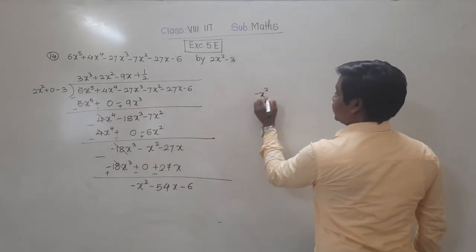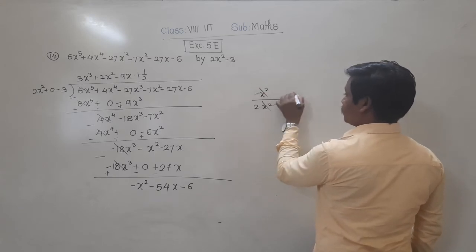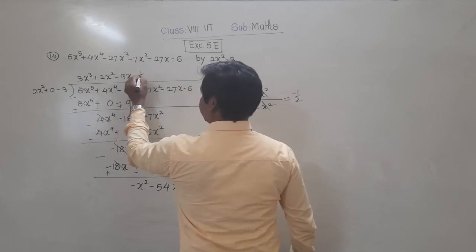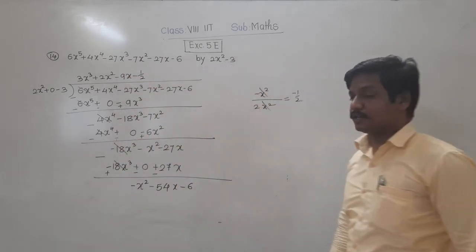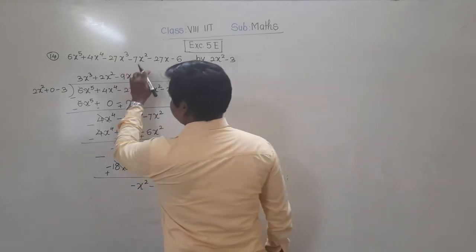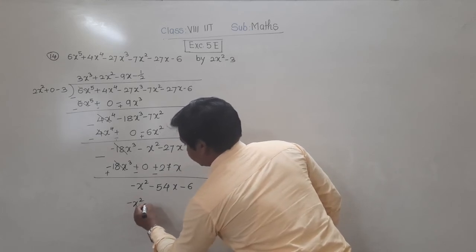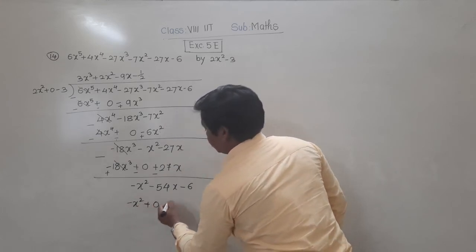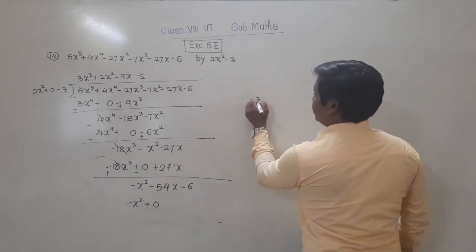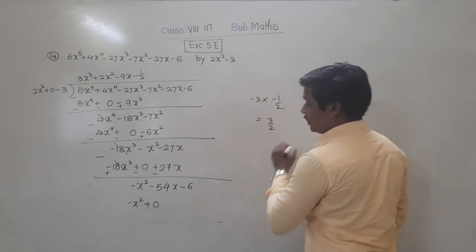Now minus x square divided by 2x square. So x square cancels and there remains minus 1 by 2. So right here, minus 1 by 2. Okay. Now multiply minus 1 by 2 into 2x square, minus x square. Here 0. Now see, minus 3 into minus 1 by 2, that is 3 by 2, plus 3 by 2.